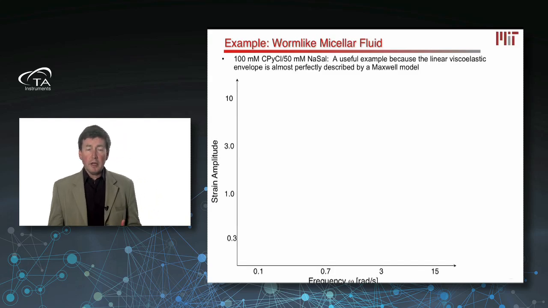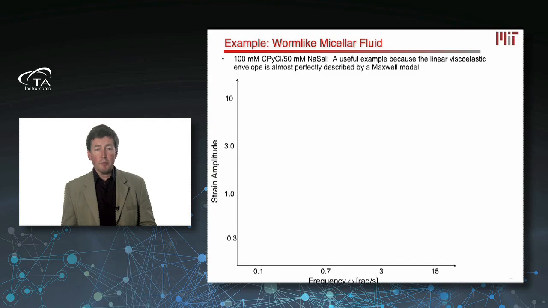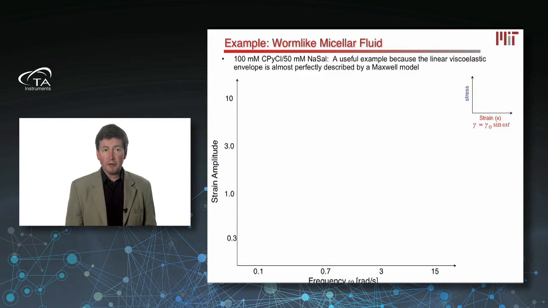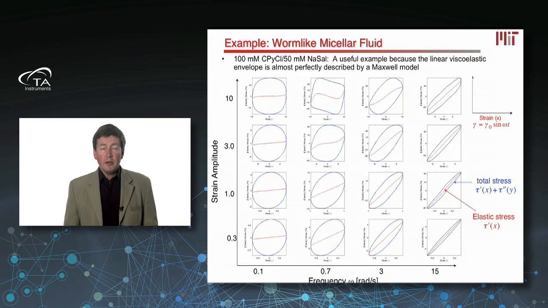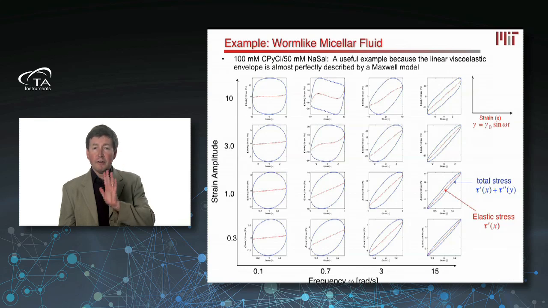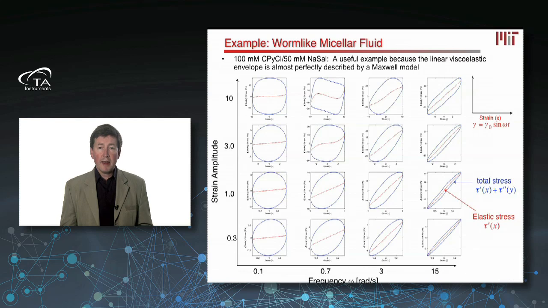And as an example, I'm first going to use a common material that you might find in, say, a shampoo. So this is a worm-like micellar fluid. And the reason that's useful to a rheologist is because in the small strain limit, the linear viscoelastic response of this is well described by a Maxwell model, which is the simplest model that we all learn. So I'm going to plot the stress on the vertical axis as a function of strain on the horizontal axis, and I'm going to construct that Pipkin diagram that we introduced at the beginning.